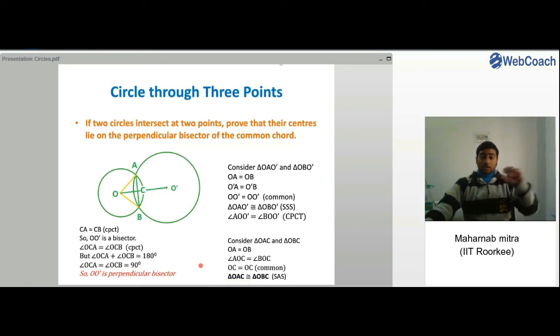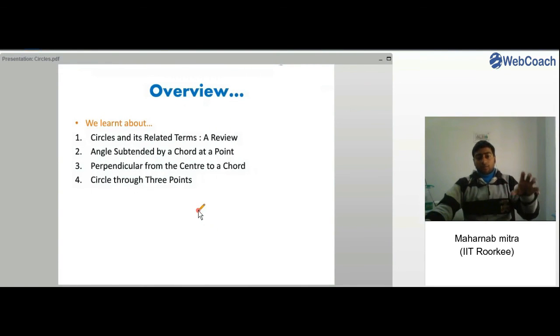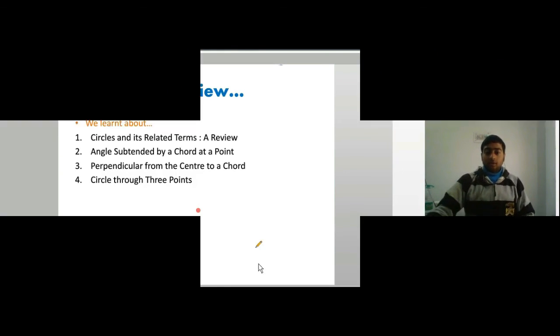So you see how we can easily use the earlier learnt topics or theorems to solve these questions. So here we have learnt about circles. We have just reviewed what we had learnt in our earlier classes, and then we learnt about the angles subtended by a chord at a point. Then the perpendicular from the center to a chord, which actually bisects the chord, and finally we have learnt about circles which are passing through three given points.